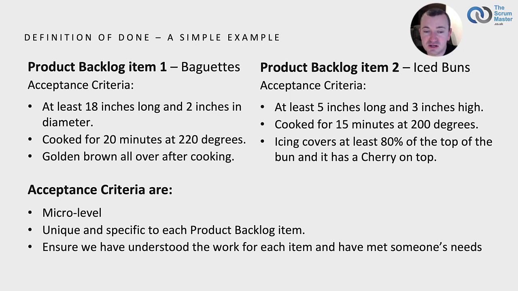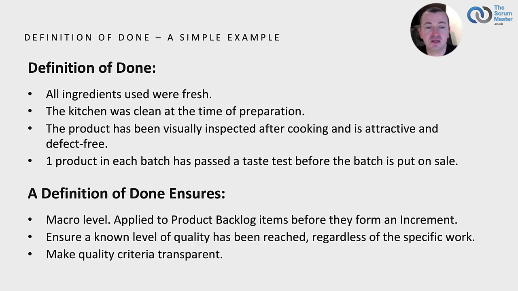So acceptance criteria are at the micro level and are unique and specific to each product backlog item. The criteria here ensure we have understood the work for each item and that we have met someone's needs with this completed work. Here is our definition of done, which would be applied to everything that we produce, both the baguette and the iced bun.